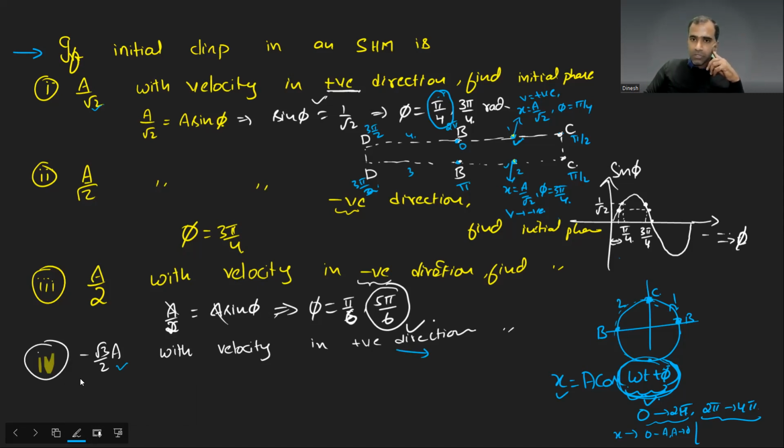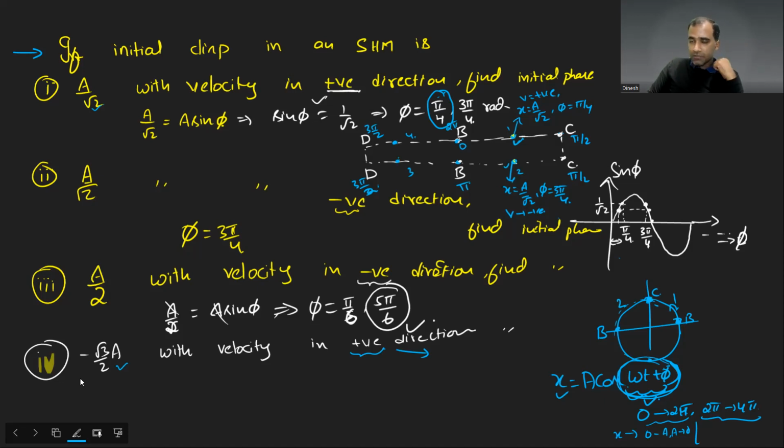Mark this point minus root 3a by 2. It is somewhere here, no? These 2 points correspond to minus root 3a by 2. Without velocity direction, it can be any of these 2 points. But what is the velocity direction? Positive. So tell me now, does it correspond to point 3 or point 4? Point number 4. In path 4, you're traveling from D to B.